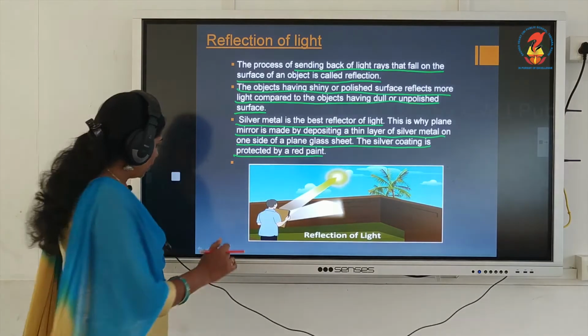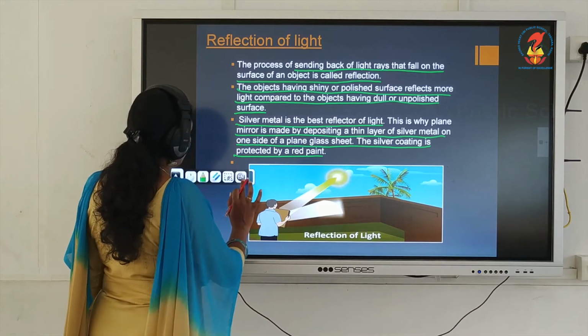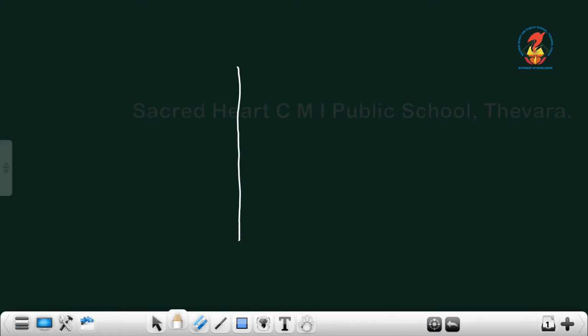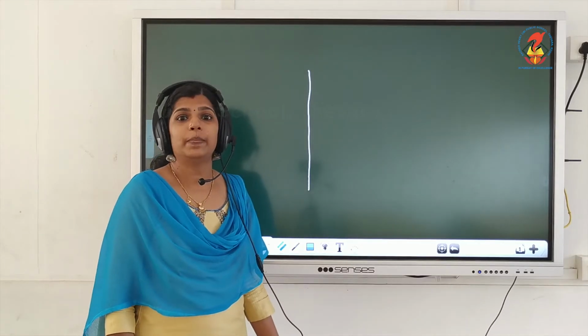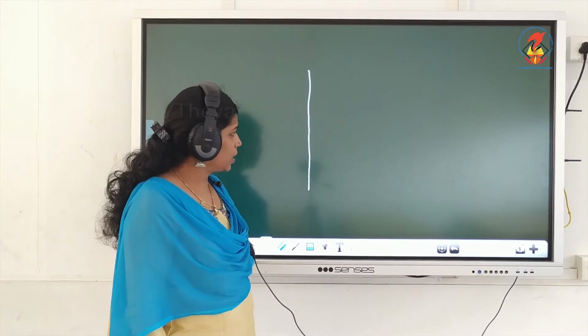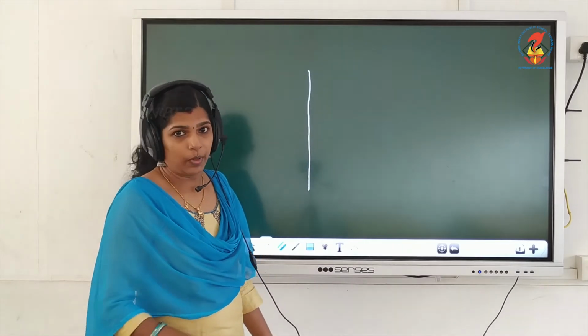So, I will draw a diagram here. Normally, if the surface of a mirror is flat, straight, then it is known as a plane mirror. The reflecting surface is a flat one, that is known as a plane mirror.